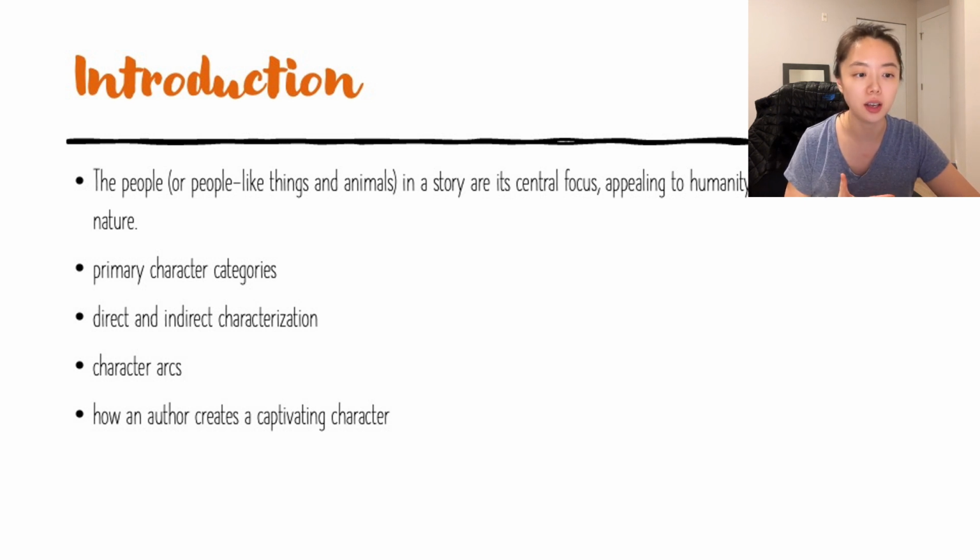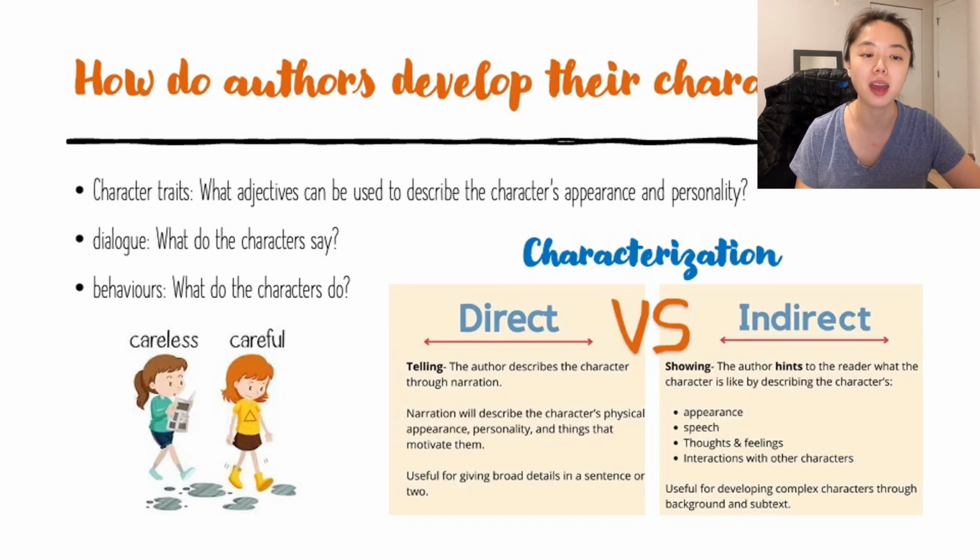In this unit, we'll examine the primary character categories, direct and indirect characterization, and how an author creates a captivating character. The three main ways authors develop their characters are through character traits, dialogue, and behaviors. Character traits require you to think about what adjective can be used to describe the character's appearance and personality. Dialogue is all about what the characters say, while behaviors are about what the characters do.